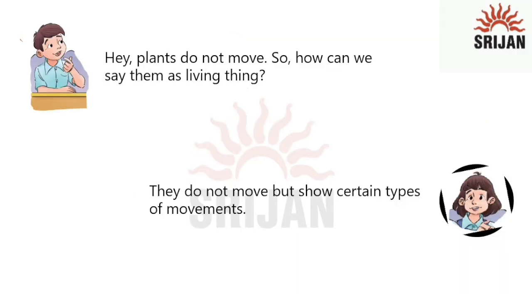Two friends are discussing something related to plant movement. Suppose the name of this boy is Rohan and the name of this girl is Pinky. So Rohan said, hey, plants do not move. So how can we say they are living things? So Pinky replied that they do not move but show certain types of movements. That certain type of movement, as we have discussed, in the nutrition of the Venus flytrap is possible due to the movement.